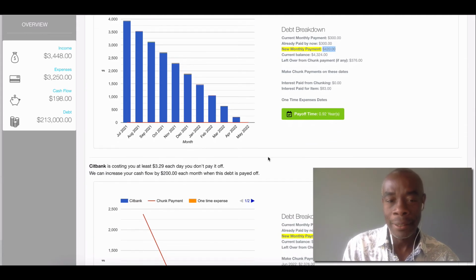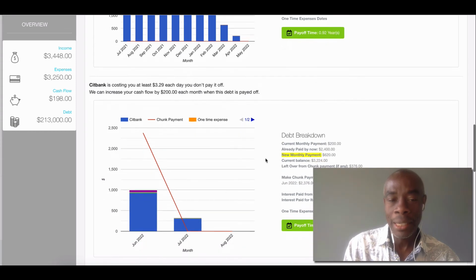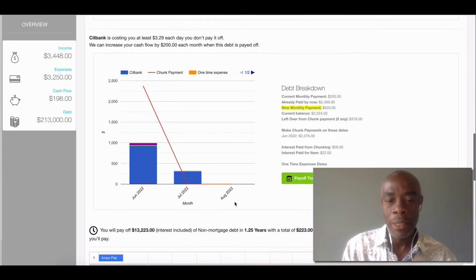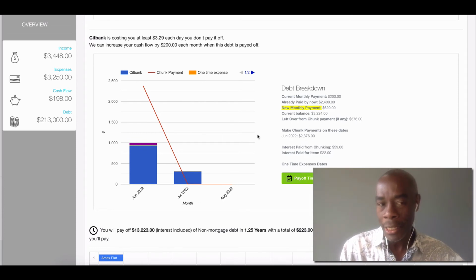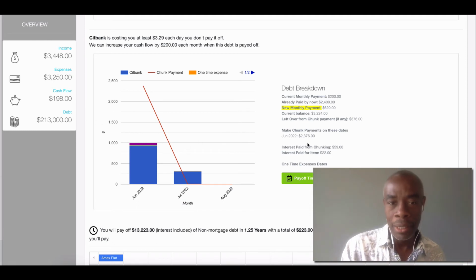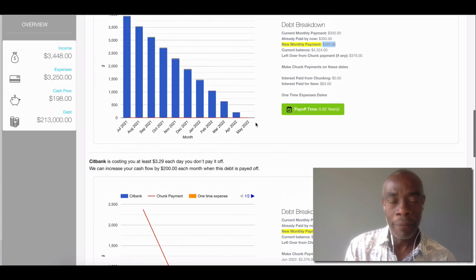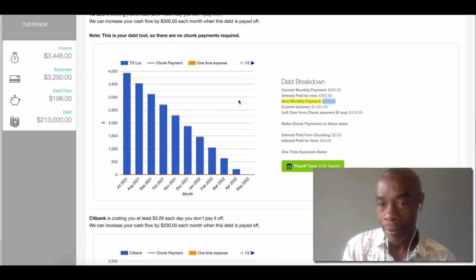So once that's done, then you tackle Citibank. And when you get to Citibank, it's the same deal. It tells you when to make a chunk payment. Now you're still making this $100 because it's still based on the $198 of your cash flow. This is why each time you pay off a debt, you should come back to the app and update it. When you've paid off your line of credit, your cash flow goes up because now you get an extra $300.